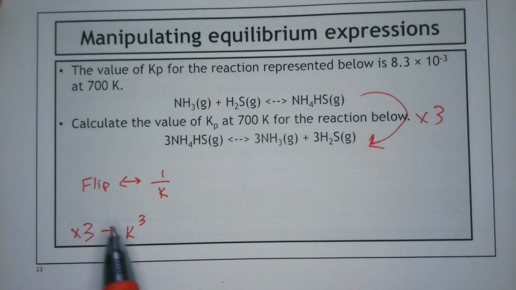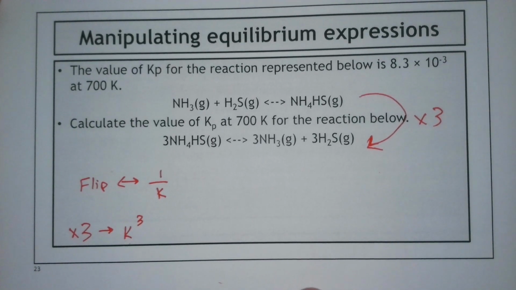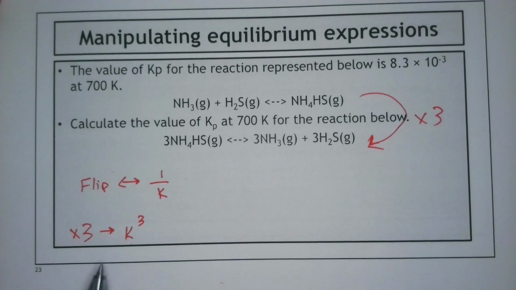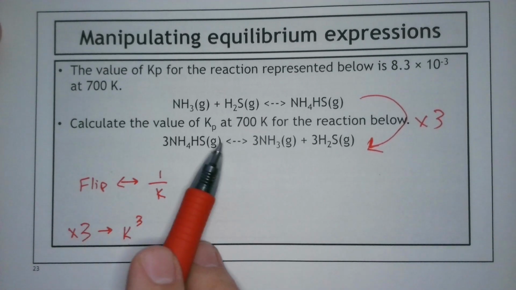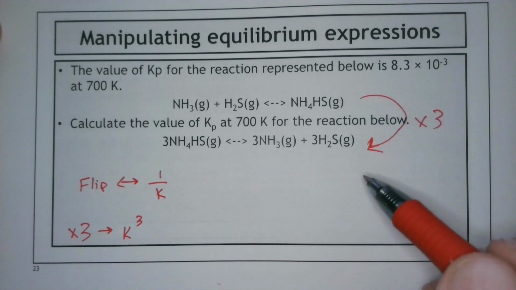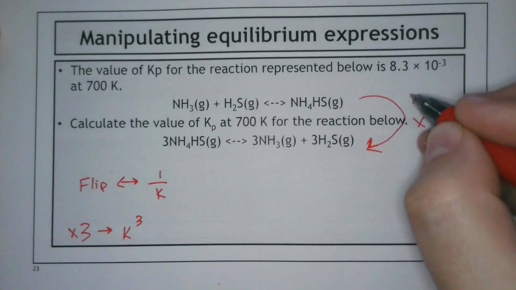Right, so it's a little bit different. And then if you have multiple reactions, you have to multiply them together. All right, we proved this a little bit in the notes, but just kind of trust it that it's weird for K. All right, so this reaction, I have to flip and times by 3.